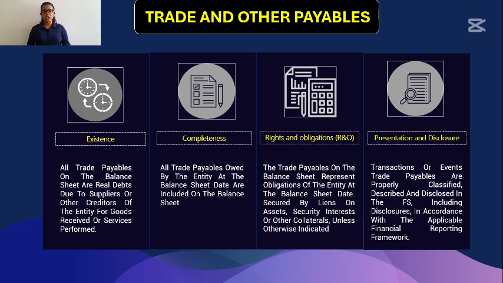First, we verify trade payables by auditing balance sheet records against supplier statements, confirming their existence as real debt for goods and services received. Then we vouch invoices, purchase orders, and payment records to ensure completeness, making sure all liabilities are recorded. For rights and obligations, we audit contracts and security interests, confirming the entity's obligations. Lastly, we examine the financial statements for proper presentation and disclosure in compliance with the reporting framework.